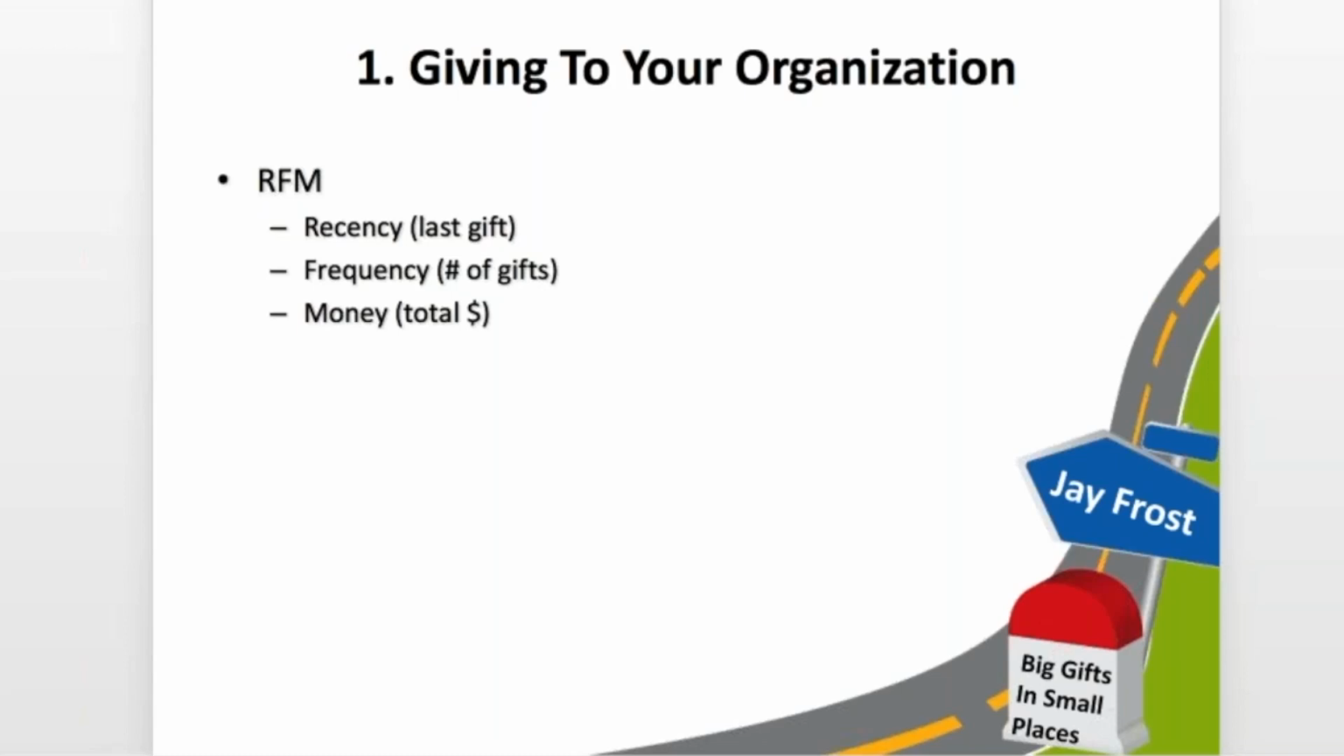The first one is giving to your own organization. I know it seems really obvious, but the first place you want to look for a potential major donor is right in your own database, right in your own backyard. It's just like the old Wizard of Oz line, there's no place like home. And that is absolutely true in philanthropy, especially because there are people probably volunteering for your organization who are waiting to be asked for a major gift. I'm not kidding about this.